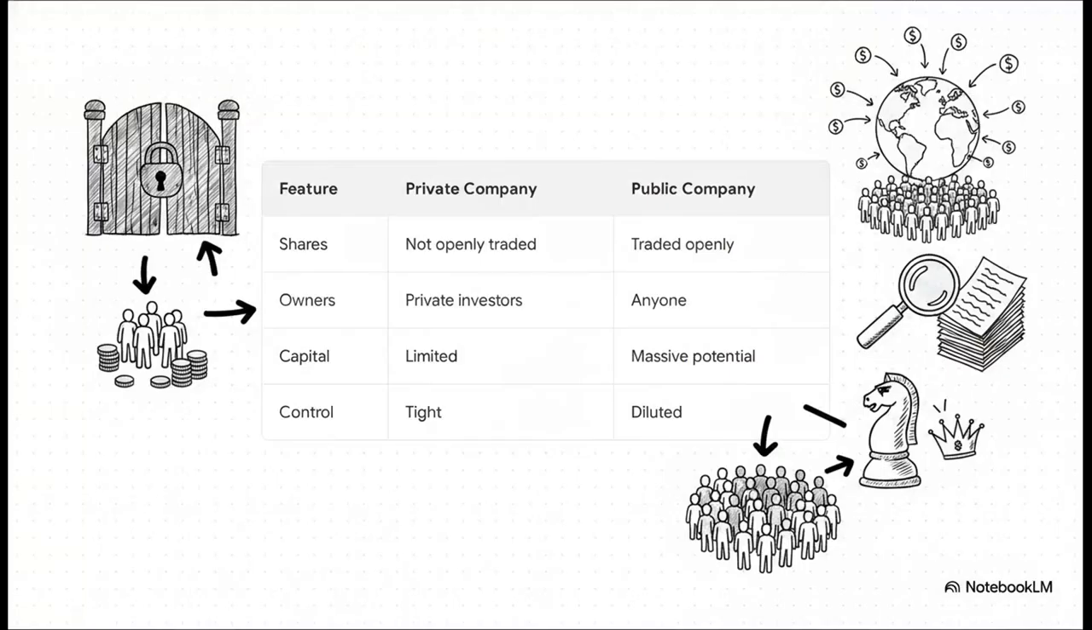Building on this idea of incorporation, you basically have two paths you can take. First, a privately held company. This protects its owners with that limited liability we just talked about, but it keeps tight control. Shares are sold privately and usually only if the other shareholders agree to it.